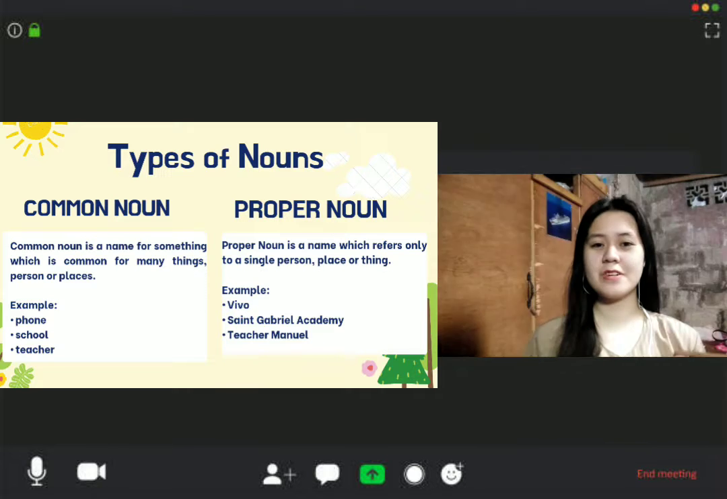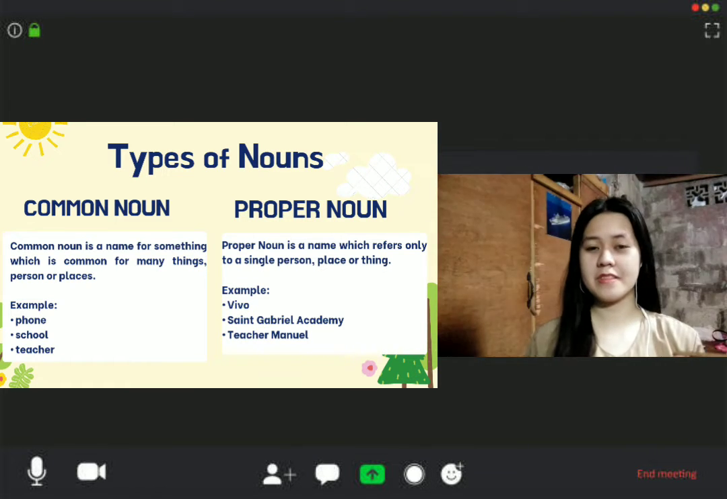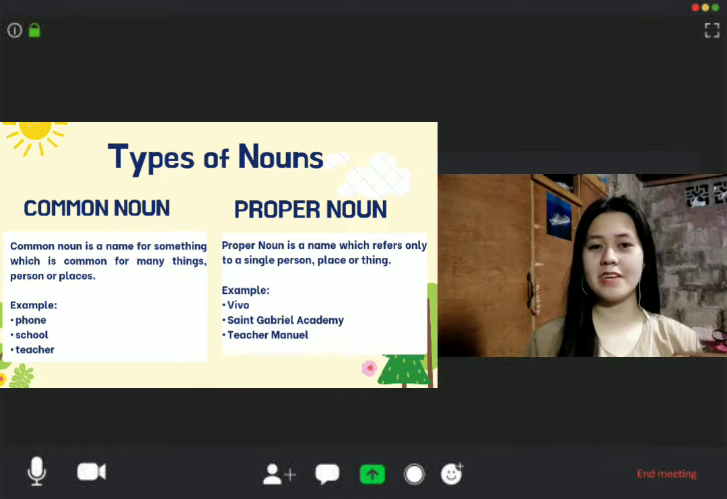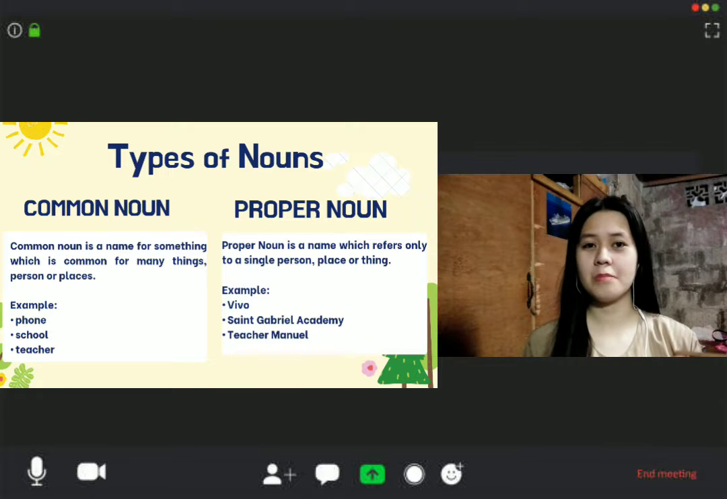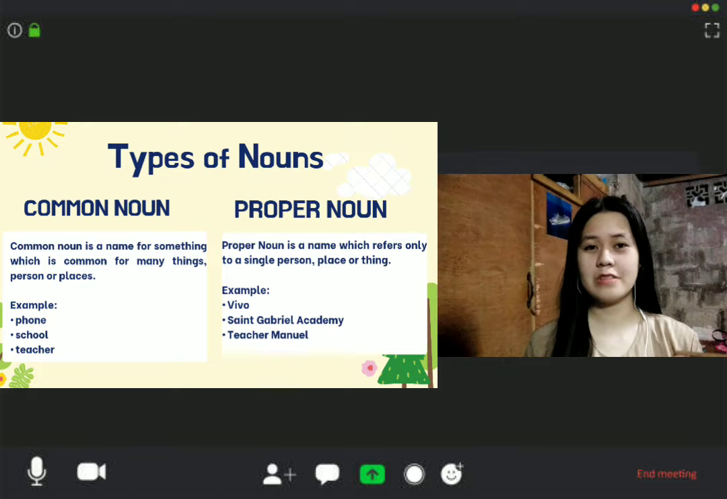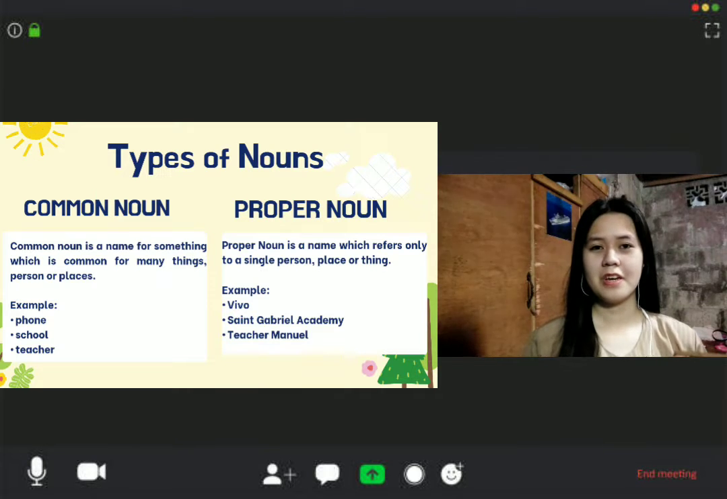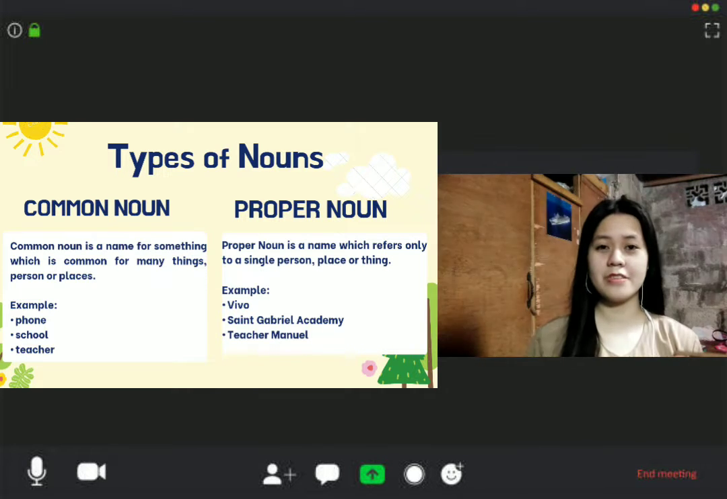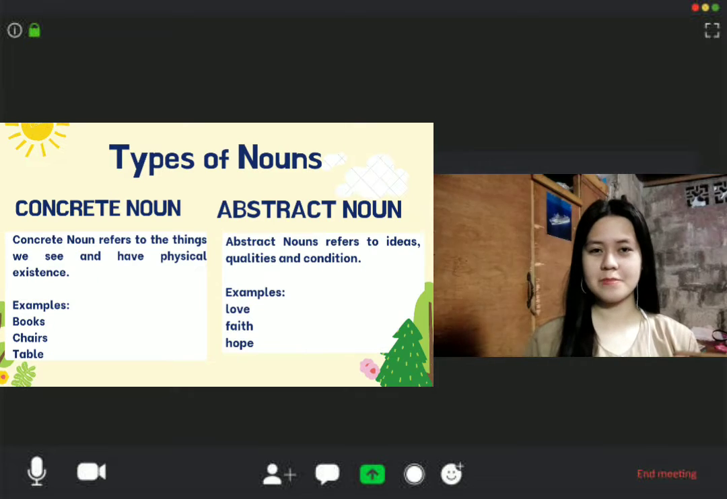Common noun is a name for something which is common for many things, persons, or places. Proper nouns are specific names which refer only to a single person, place, or thing. For example, phone is a common noun, Vivo is a proper noun, school is a common noun, St. Gabriel Academy is a proper noun, teacher is a common noun, Teacher Manuel is a proper noun. Always remember that a proper noun always begins with a capital letter, unless they are brands that start their names with a small letter like iPhone or iMac.